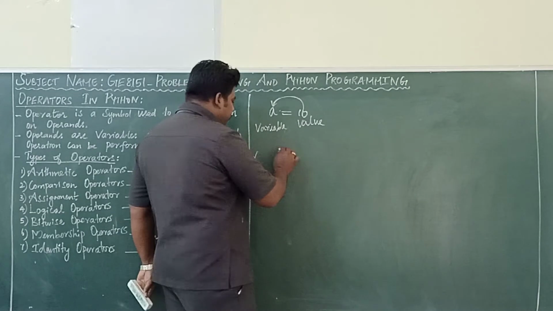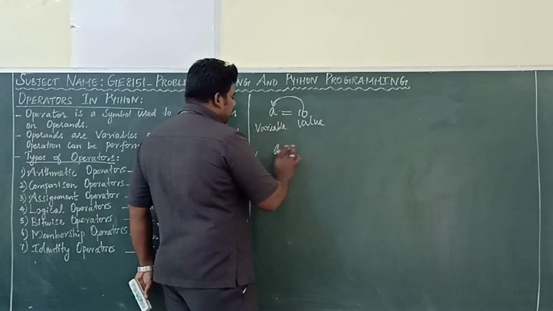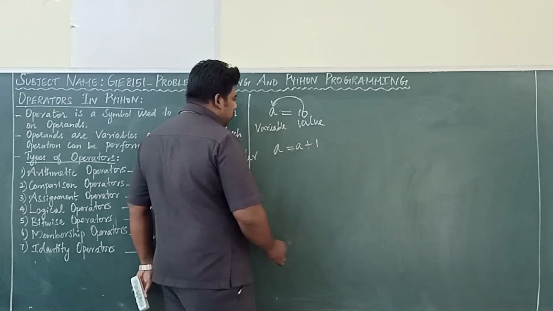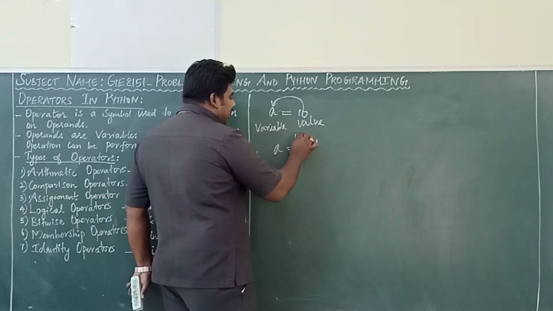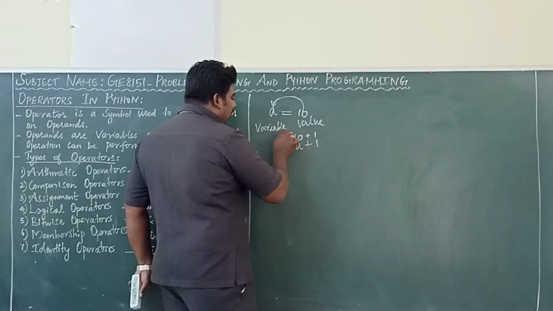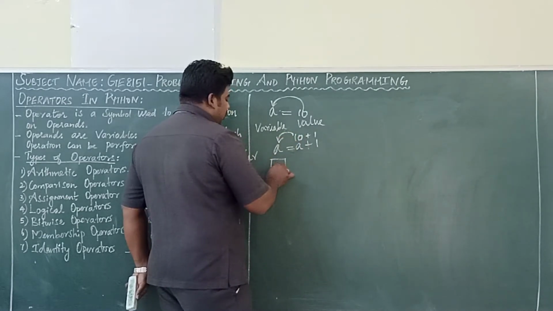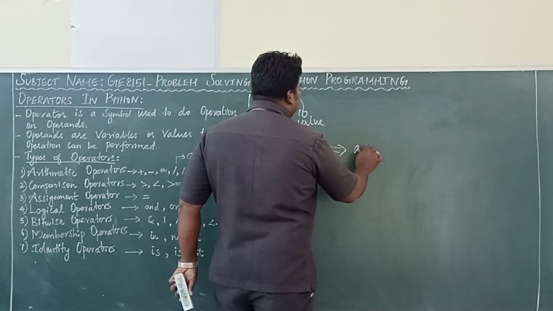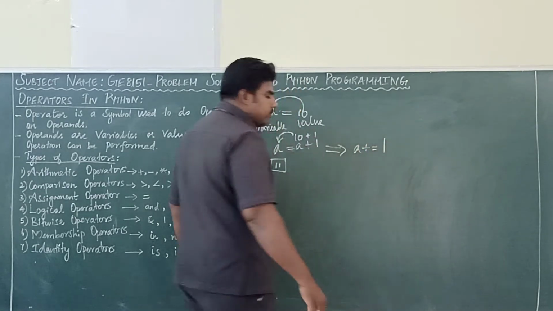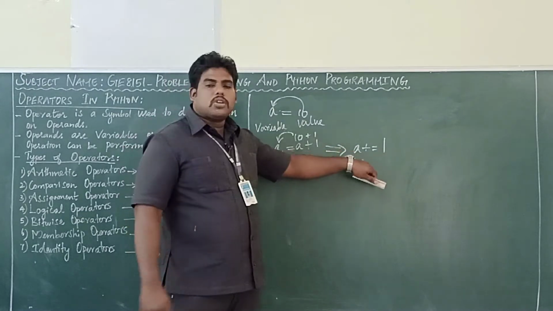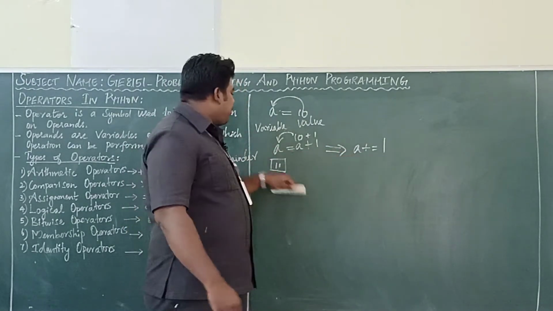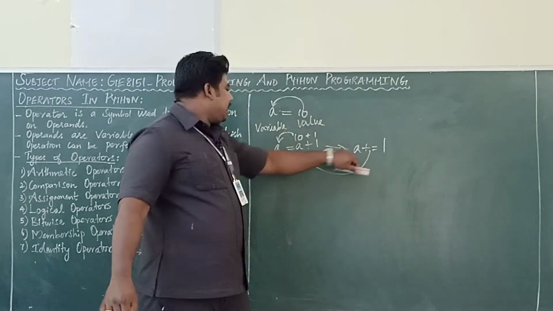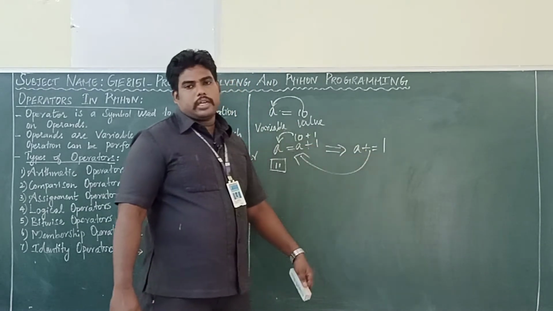For example, A equal to A plus 1. What's the value of A here? 10. 10 plus 1. So what's the answer here now? 11. It can be written like this: A plus equal to 1. A plus equal to, what is this? The abbreviation of this is this only: A equal to A plus 1.